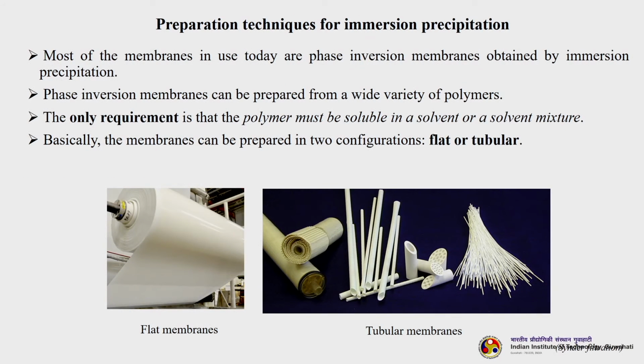Most of the membranes in use today are phase inversion membranes. They are obtained by these immersion precipitation techniques. Phase inversion membranes can be prepared from a wide variety of polymers. The only requirement is that the polymer must be soluble in a solvent or a solvent mixture. That is the only criterion for using this phase inversion technique. The membranes can be prepared in two configurations: flat sheet membranes or tubular membranes. You see commercial flat sheet membranes here, these are hollow fibers, and these are ceramic tubular membranes.